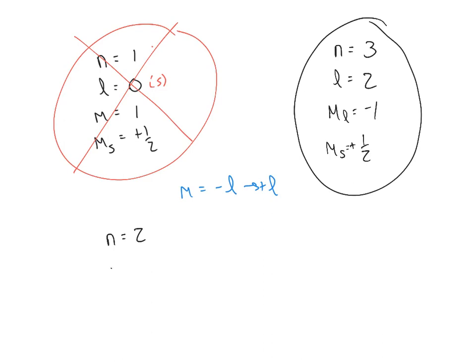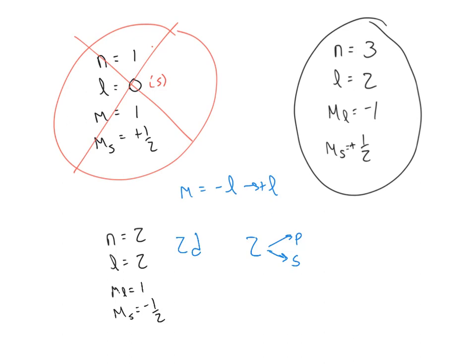Maybe n equal to 2, L equal to 2, M sub L equal to 1, and M sub S equal to negative 1/2. So again, let's think about what these numbers mean. N equals 2 would mean that we have an electron in the second Bohr shell. L equals 2 would mean we have a D sublevel. And so this would be an electron in what we would call a 2D orbital. Now we've said, however, that our second Bohr shell splits into an S sublevel and a P sublevel. There is no D sublevel in the second Bohr shell.